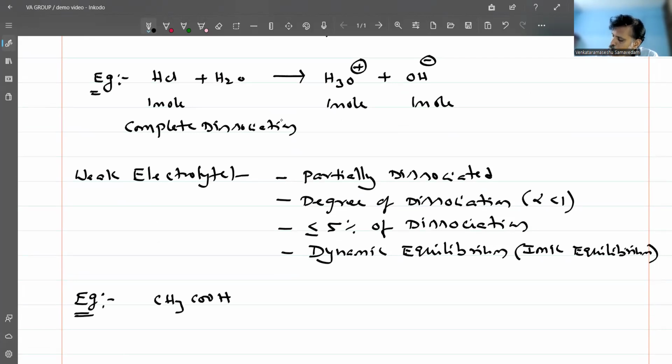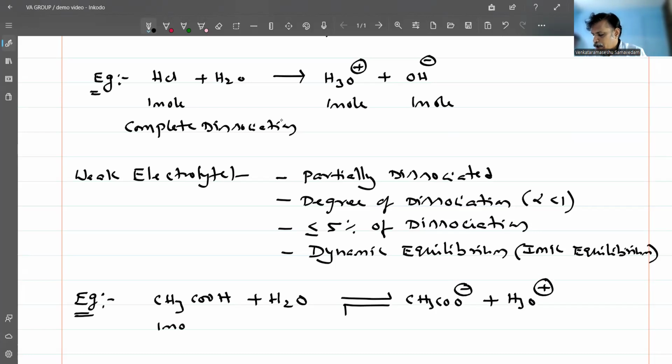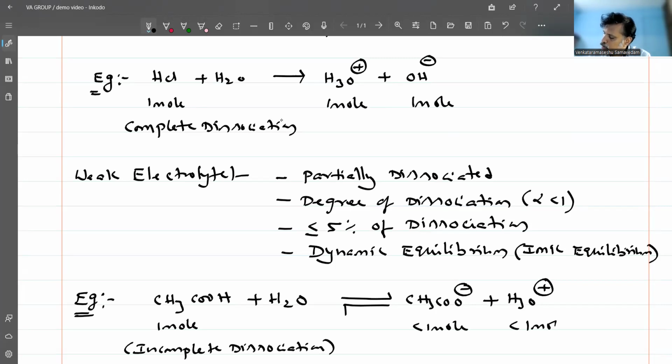If I take an example here, CH3COOH is a weak electrolyte or weak acid. When I drop it into water, I will get CH3COO minus plus H3O plus ions produced. If I take 1 mole of acetic acid, this 1 mole undergoes incomplete dissociation. So I can't get 1 mole of acetate ions and 1 mole of H3O plus ions. Here less than 1 mole, here also less than 1 mole.